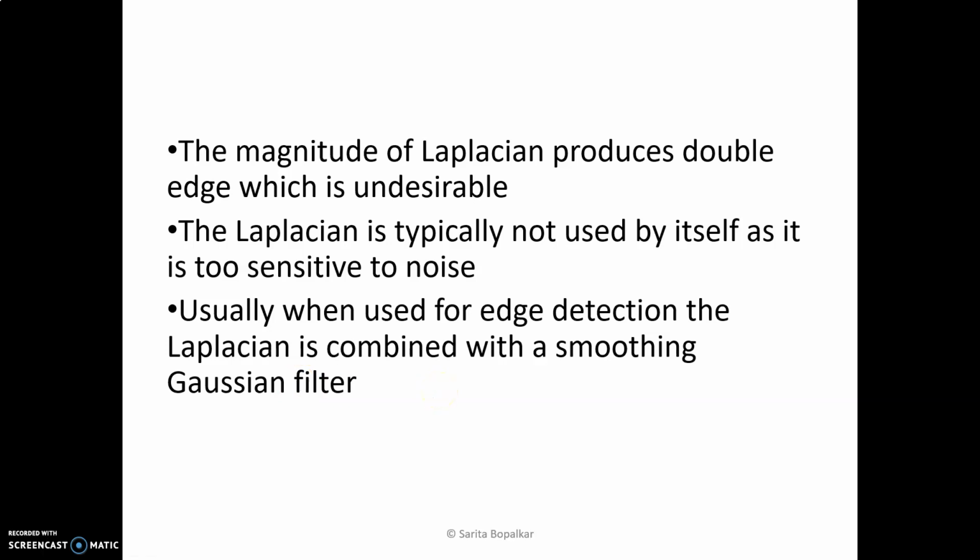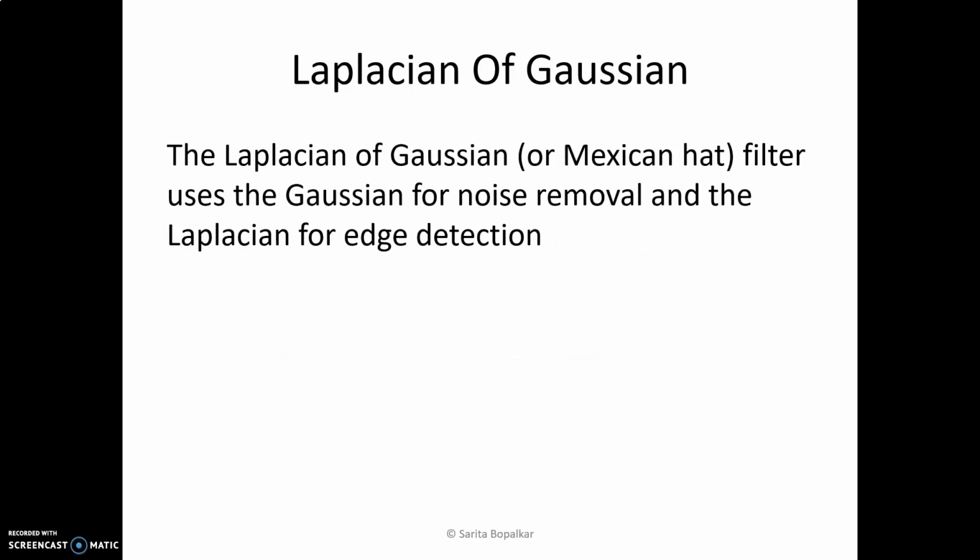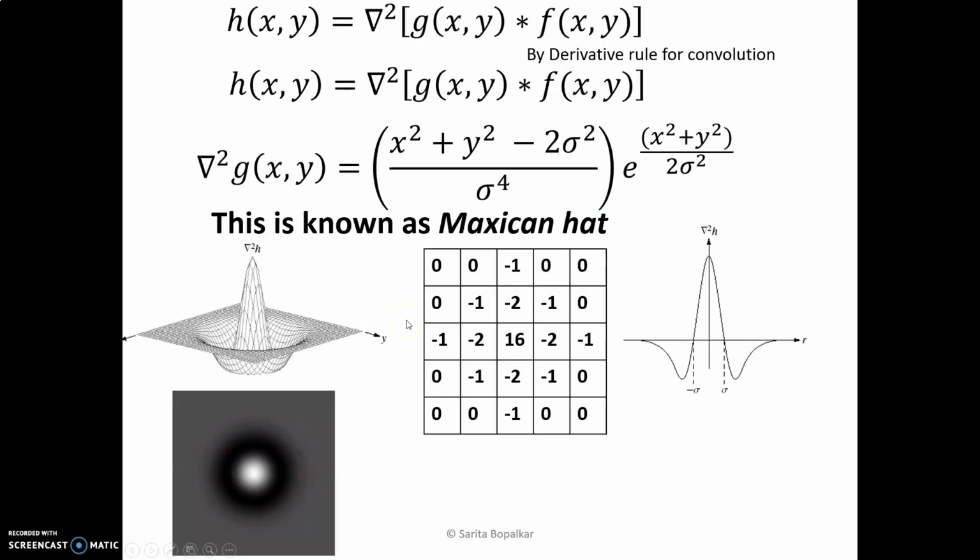So first we'll filter out the noise, smoothing the noise by convolving our image with the Gaussian filter, and then we'll filter out all the noise like isolated points and small structures present in the image, and then we'll apply the Laplacian operator. That is known as the Laplacian of Gaussian, or we can call it a Mexican hat also. This uses the Gaussian filter for noise removal and the Laplacian for the edge detection.